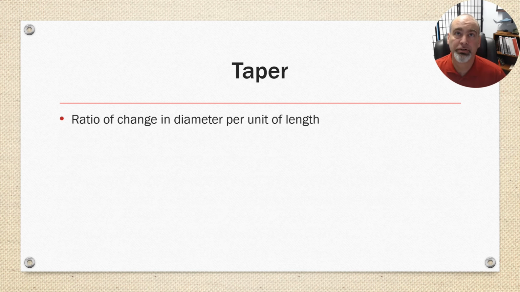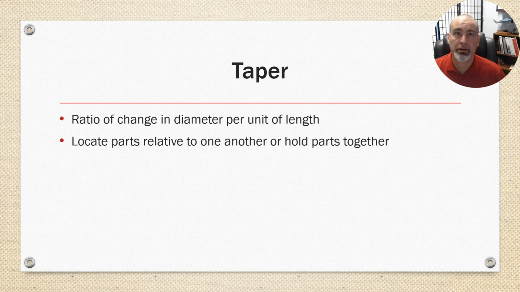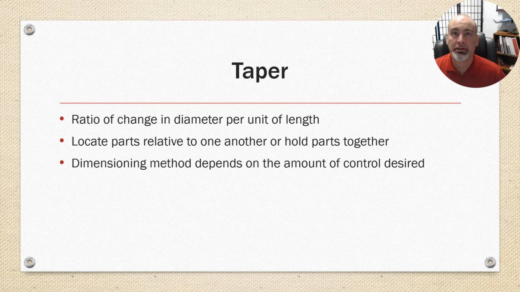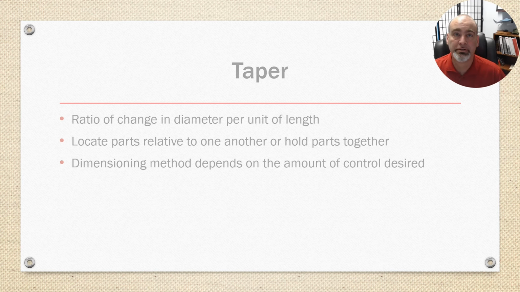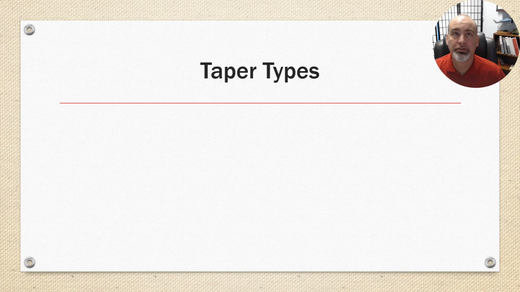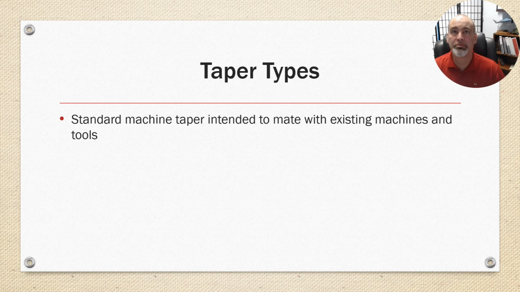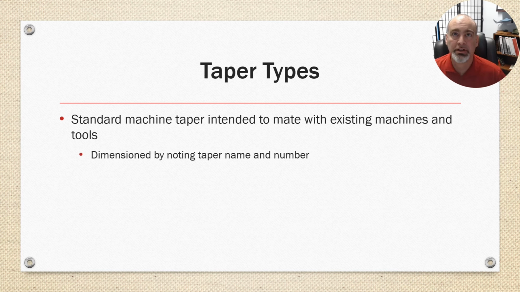Taper is a ratio of change in diameter per unit of length. It's used to locate parts relative to one another or hold parts together. This dimensioning method depends on the amount of control desired. Okay, so your options are taper types. There's standard machine taper, intended to mate with existing machines and tools. The dimension is noted by the taper name and number, but you have to reference a standard for those sizes.